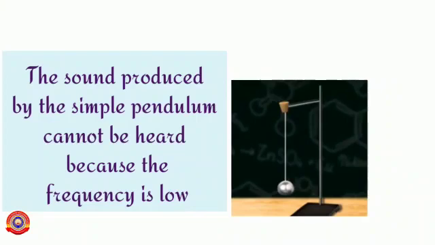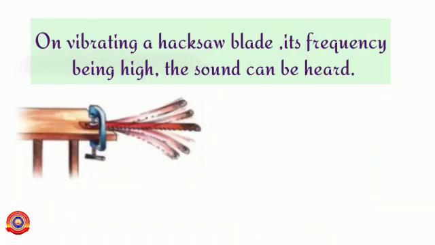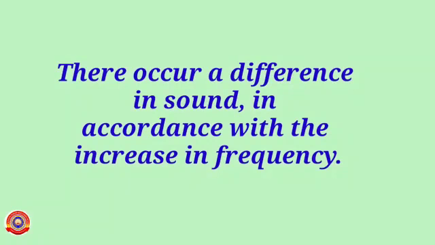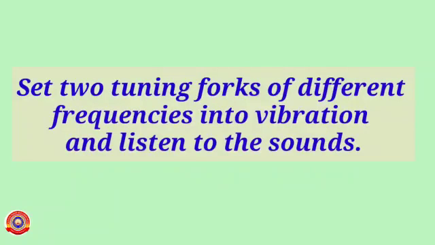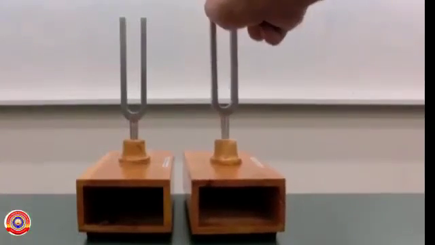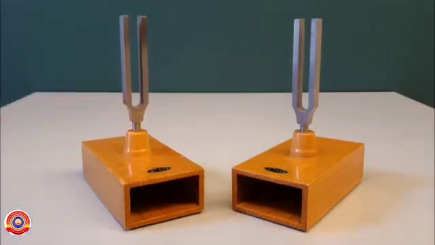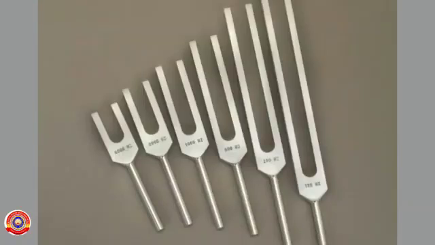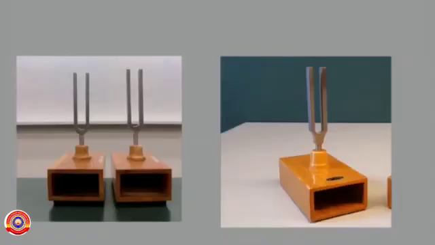The sound produced by simple pendulum cannot be heard because the frequency is low. But on vibrating a hacksaw blade, its frequency being high, the sound can be heard. There occurs a difference in sound in accordance with the increase in frequency. Set two tuning forks of different frequencies into vibration and listen to the sounds. Notice the frequency marked on them. Don't you experience the difference in the sound produced by them?